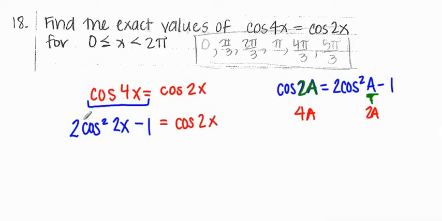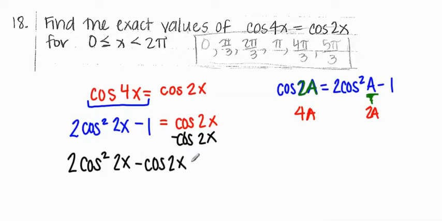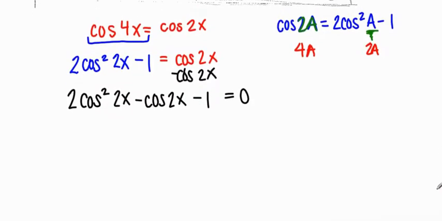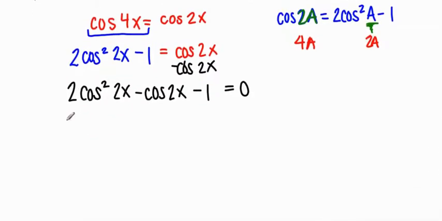Now I'm going to have an equation that's quadratic in nature. 2 cosine squared, there's my squared term. I'm going to subtract cosine of 2x from both sides. So I'll have minus cosine of 2x, that's my linear term, minus 1, which is the constant term. And now I can factor this trinomial.